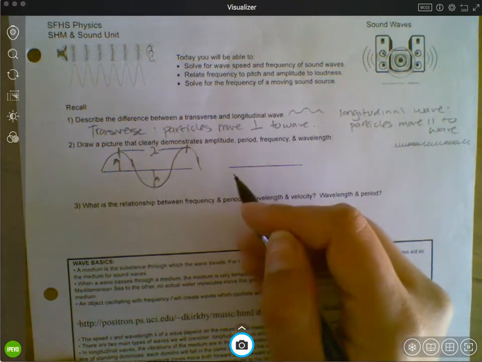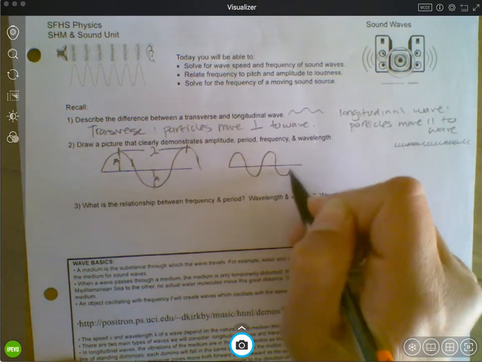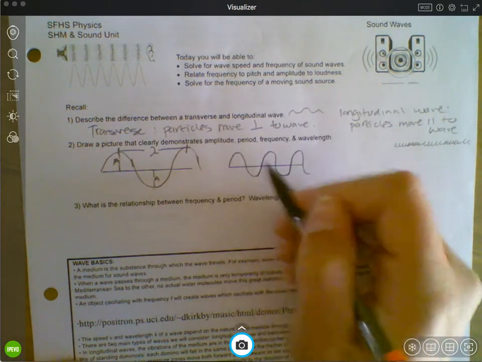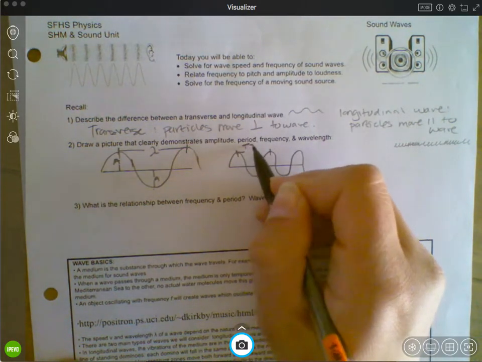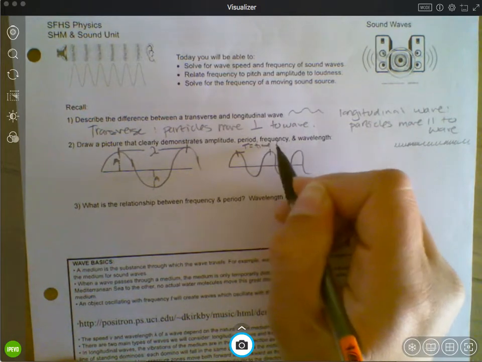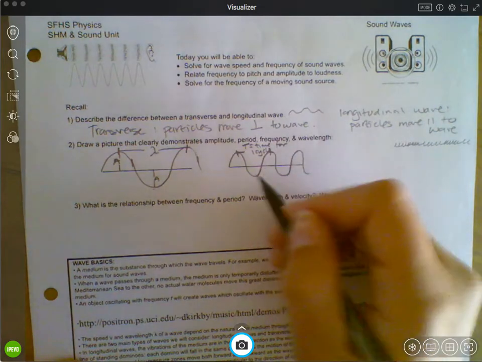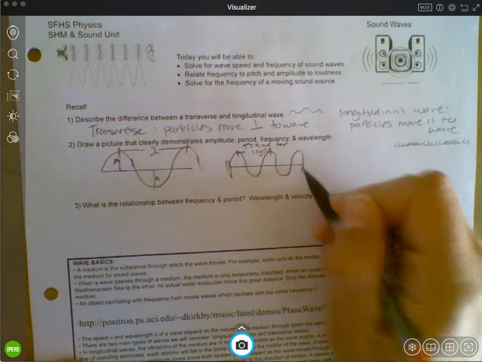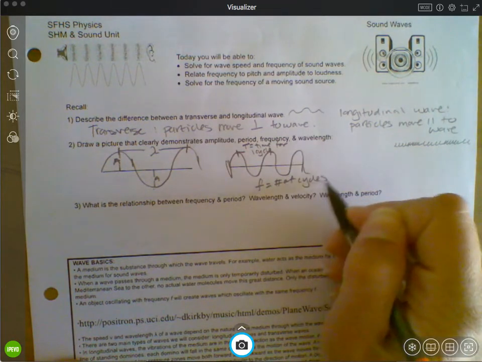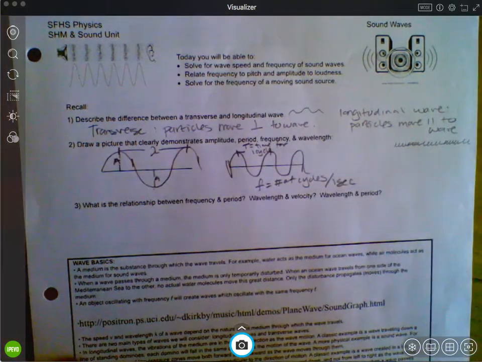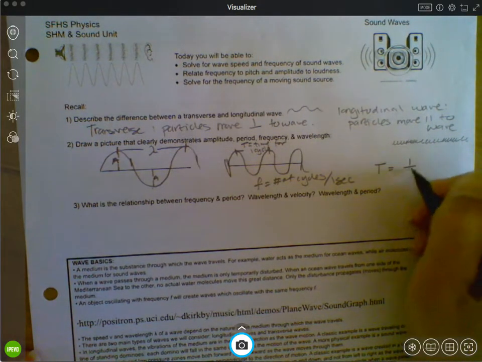All right, and then period and frequency. I'm going to draw this a little bit differently. The period is the time for one cycle. So T equals time for one cycle, from crest to crest. And frequency, if we draw it from here to here, is the number of cycles per 1 second. Okay, and remember that period and frequency are inversely proportional.